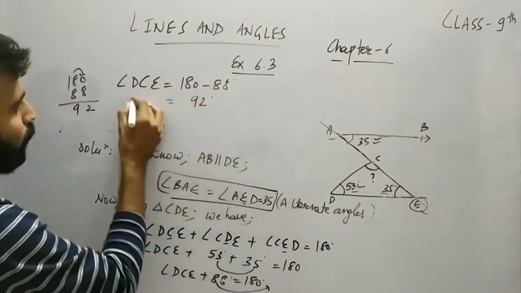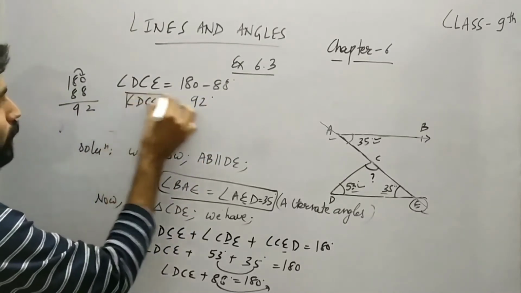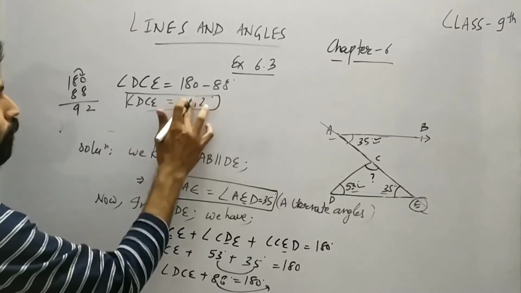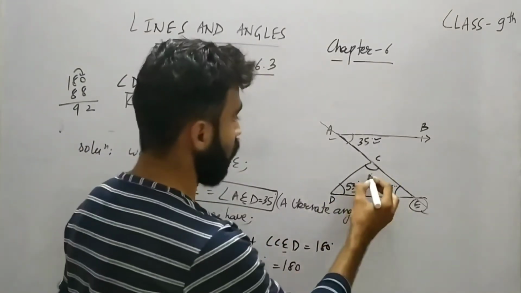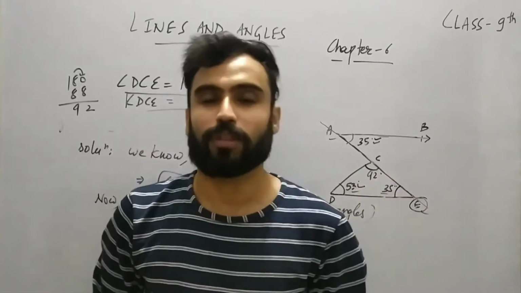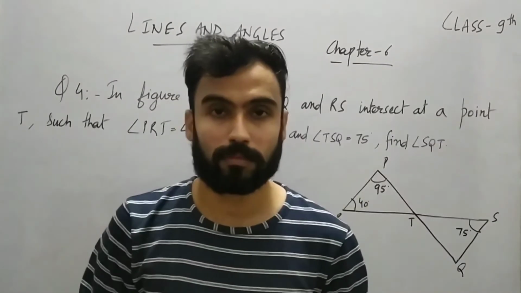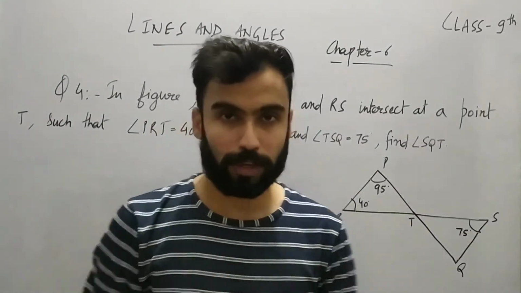So 92 degrees. This is angle DCE that we were looking for in this question, right? So this is going to be 92 degrees. That's all about this question. So students, let's move further to the next question.